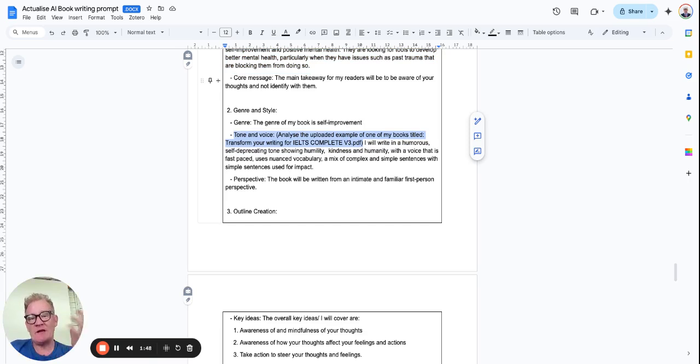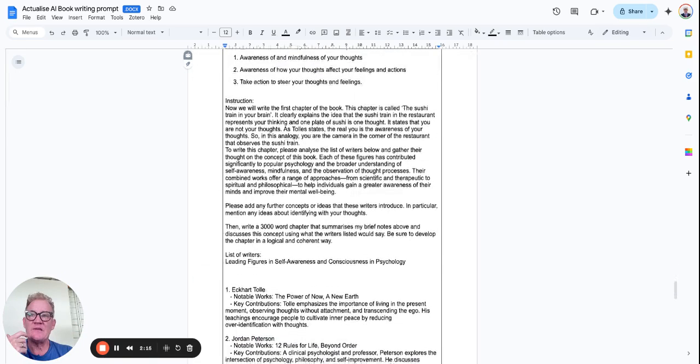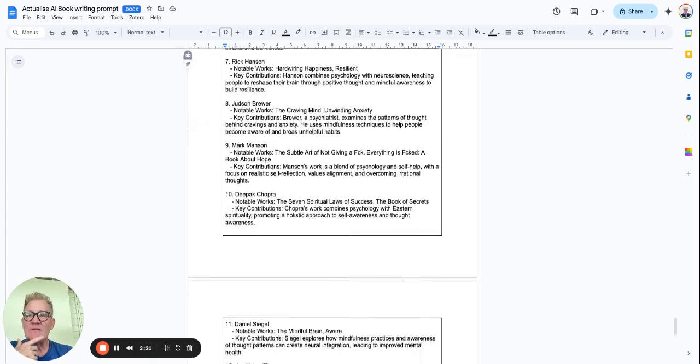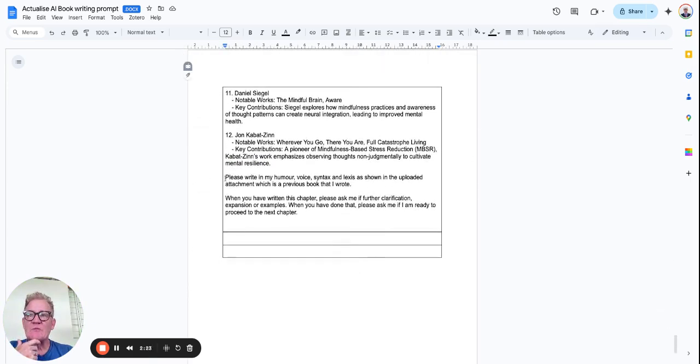So I think if you have enough samples of your own writing, so in writing we call that voice, but you might want to also, I think I've done it here, talk about syntax, which is the style of sentences that you write. And we're all different. And then lexis, which is the vocabulary that you're using. So we want to try and get that. I think I've added that down here, put that in here. Yeah, so please write in my humor, haha. Voice, syntax, and lexis as shown in the uploaded attachment.